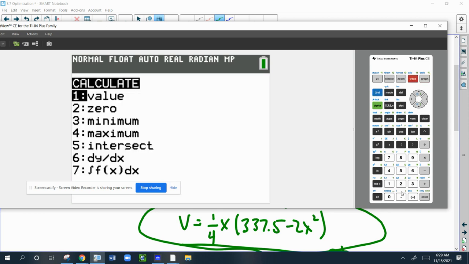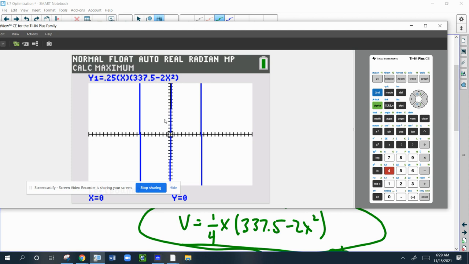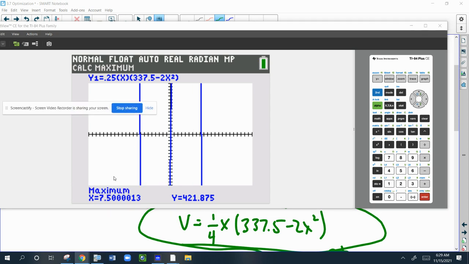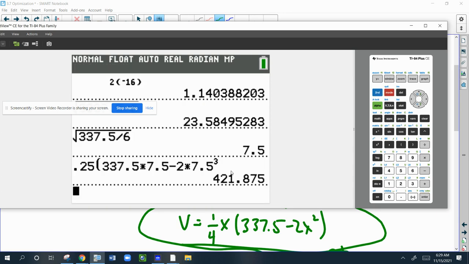Second calc maximum. I can see that the maximum is somewhere between 0 on my left bound, and over here it looks like, I don't know, around 10. So that should do. Hit enter for a guess, and you see how it says down at the bottom x equals 7.5. And the volume is 421.875, which is what I was calculating by mistake here. Maybe that was kind of a good error because you can see it will calculate the actual volume and the x value at which it occurs.